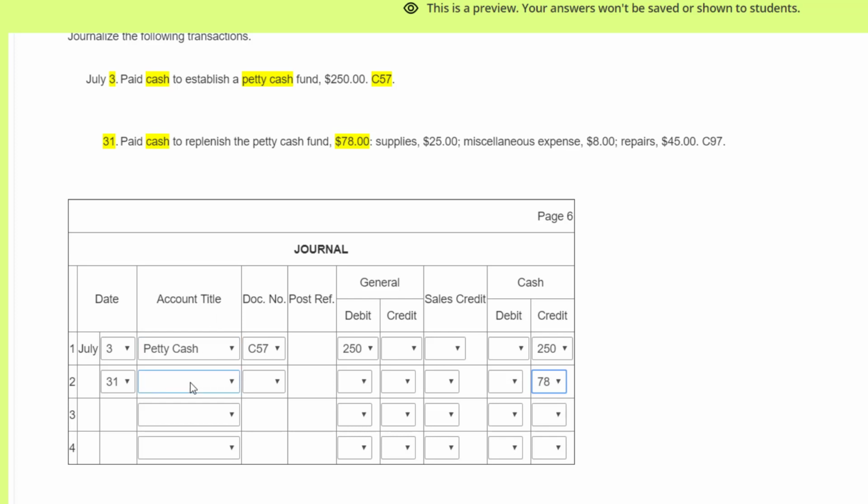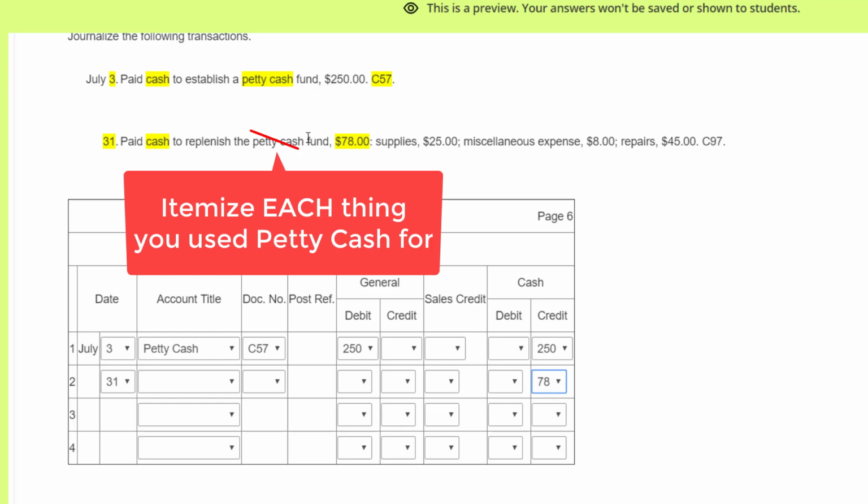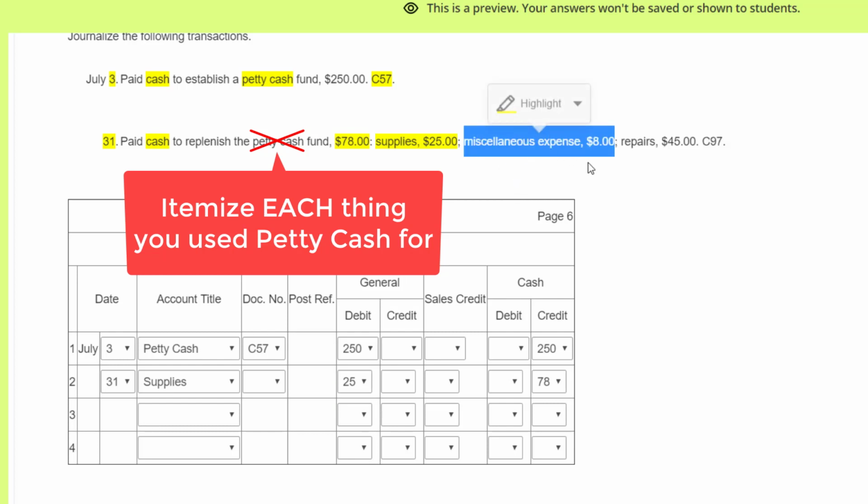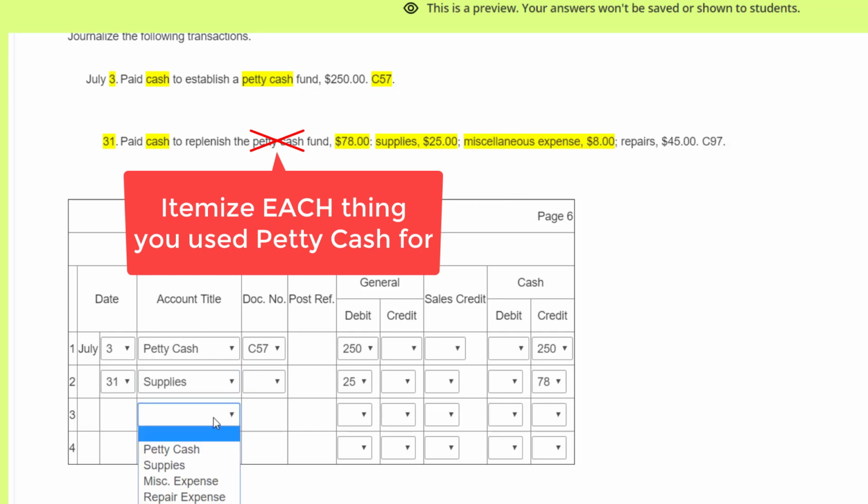Instead of putting petty cash here, I'm going to put the 3 accounts that I replenished for. So the first account I have is supplies, and that's $25. So I'm going to go to supplies. If I have a credit, I have to have a debit, and the supplies amount was $25. The next one I have is miscellaneous for $8. So miscellaneous. And then again, I had the credit up here, so my debit is $8.